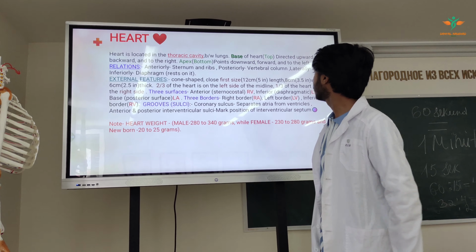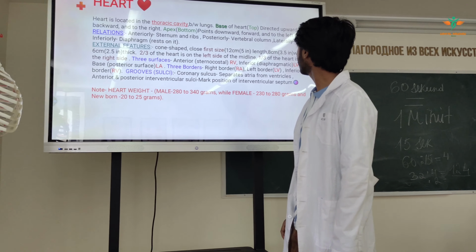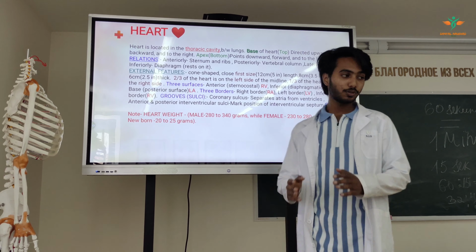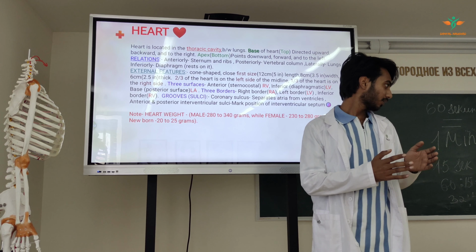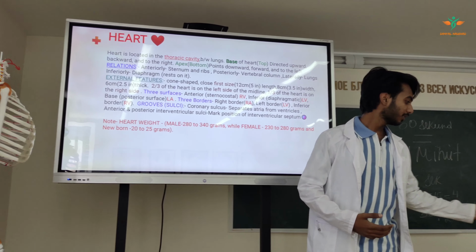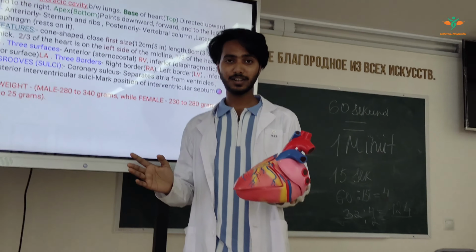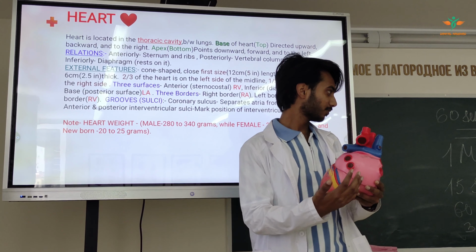Their external features: it has a cone shape, fish-like shape. It is 5 inches in length and 3.5 centimeters in width. Two thirds of the heart is on the left side of the mediastinum, and one third is on the right side. The base is the posterior side.